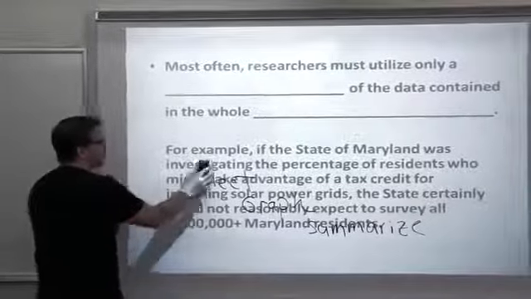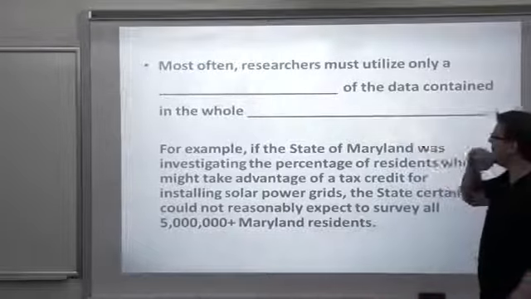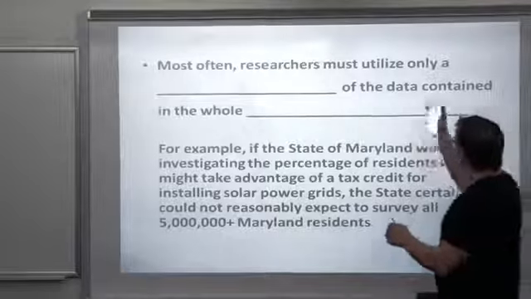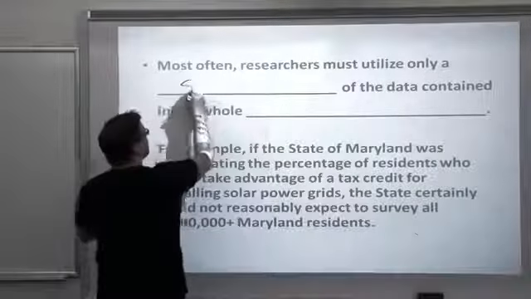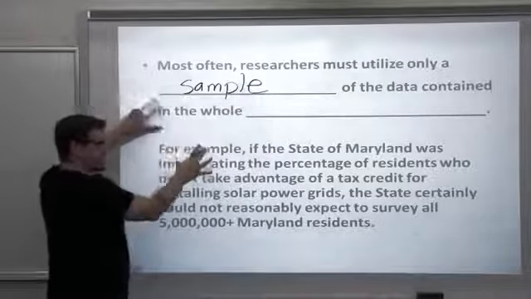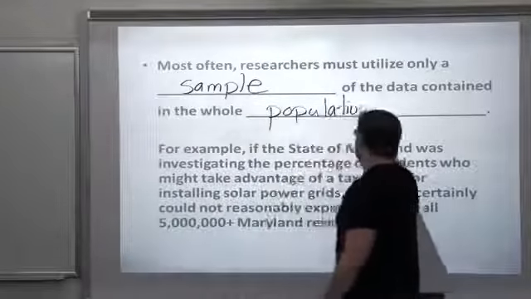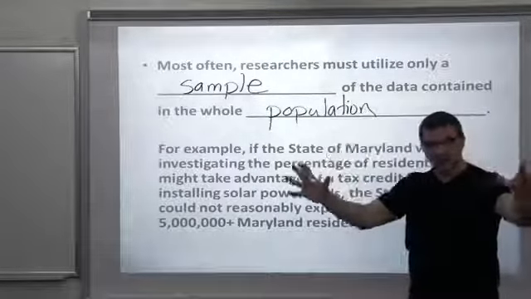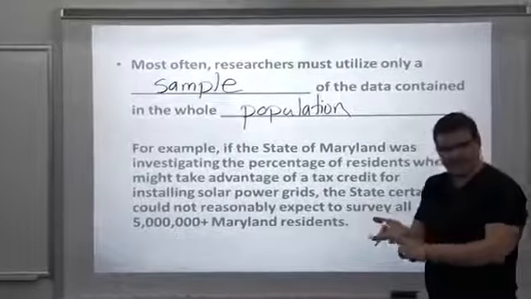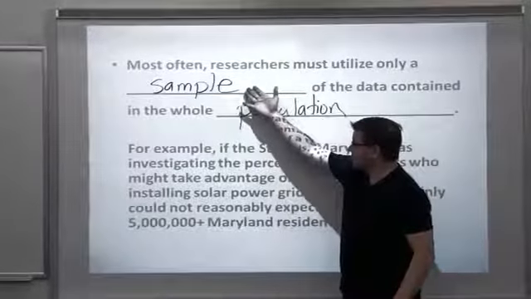Most often, we learned about this a few lessons ago, most often researchers only get to use a small portion of the data, right? We only use a sample. Most often researchers must utilize only a sample of the data contained in the whole population. Remember, population's the big group. We're always interested in the big group. But collecting data costs money, collecting data takes time. So we will use statistical methods and just use a small piece, a sample.